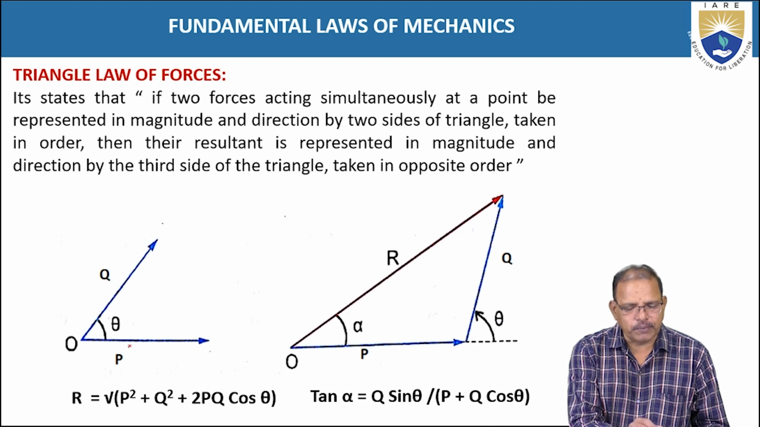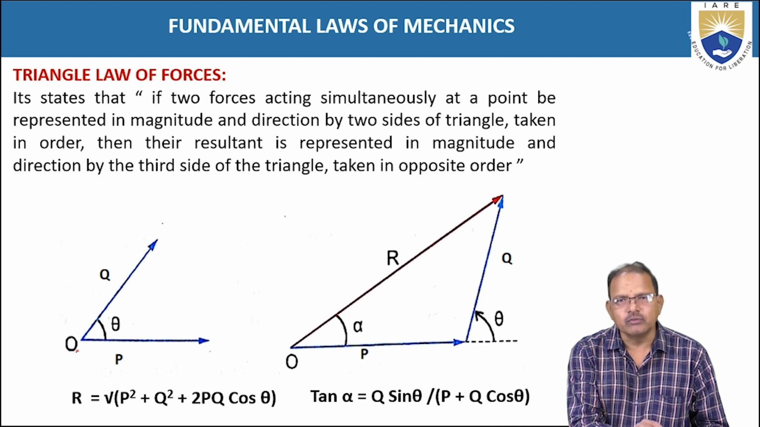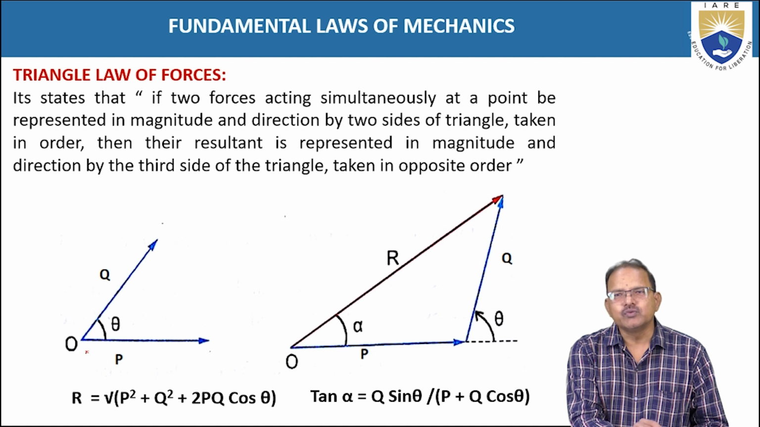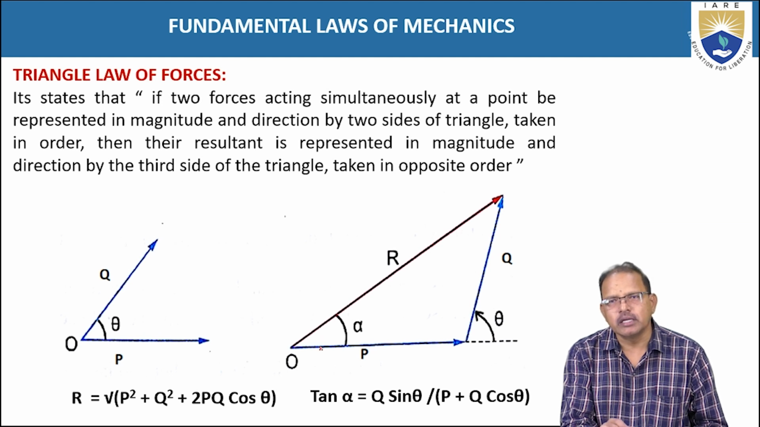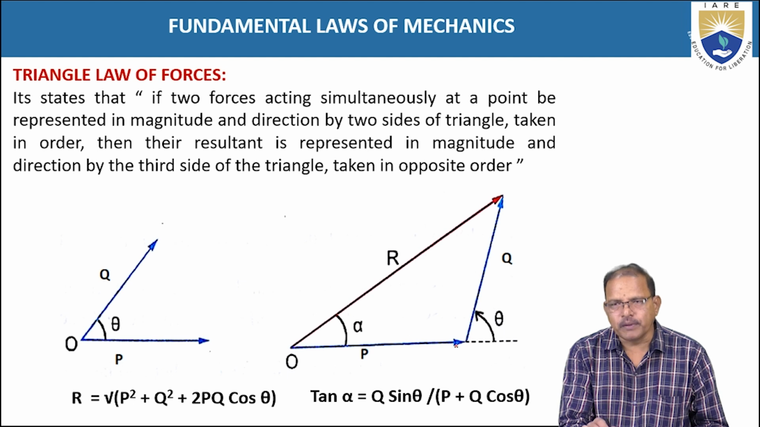Here P and Q are the forces acting at a point O. These two forces can be represented as two adjacent sides of a triangle taken in order. Order means nothing but tail and head fashion. That is here OP, and of course the Q, it is there, tail and head.